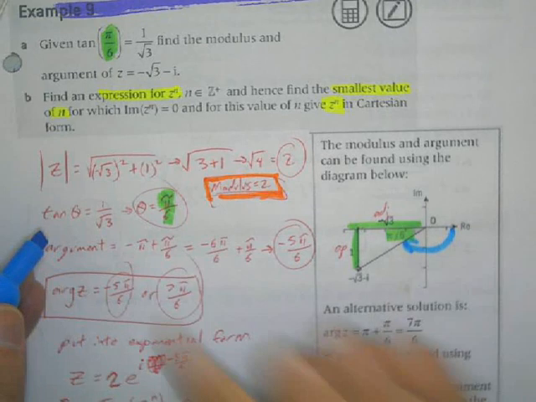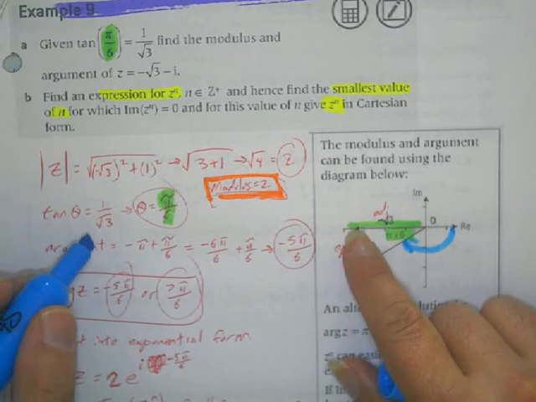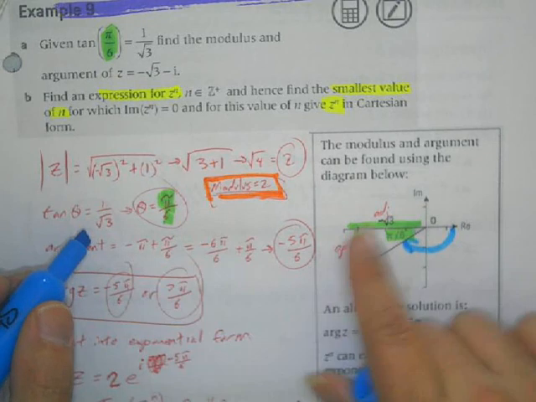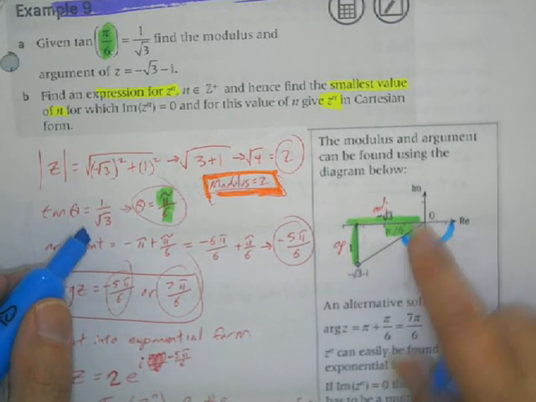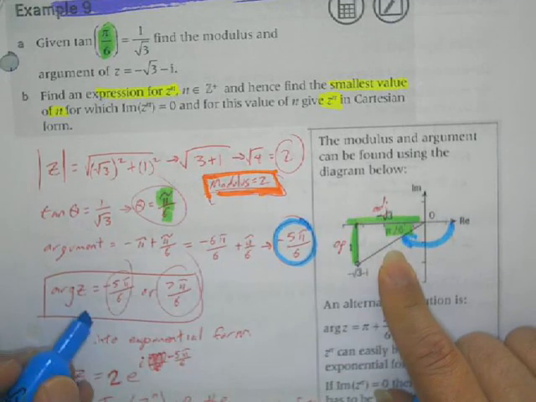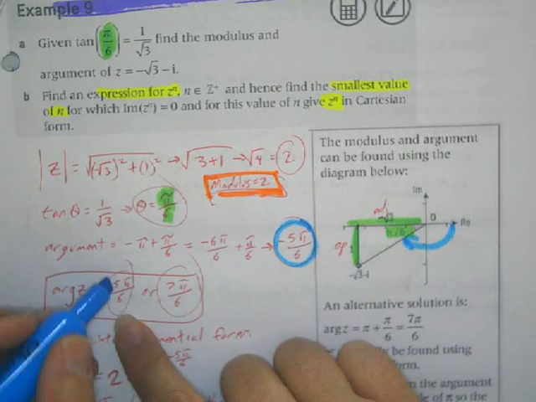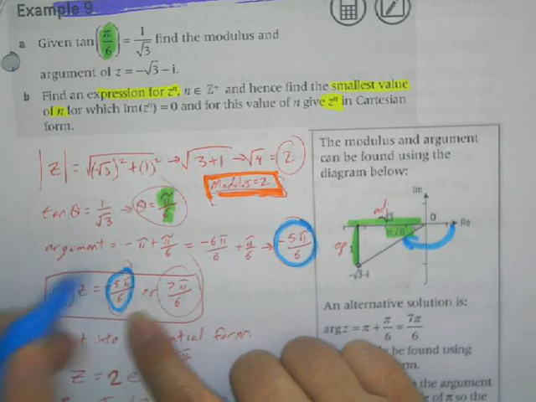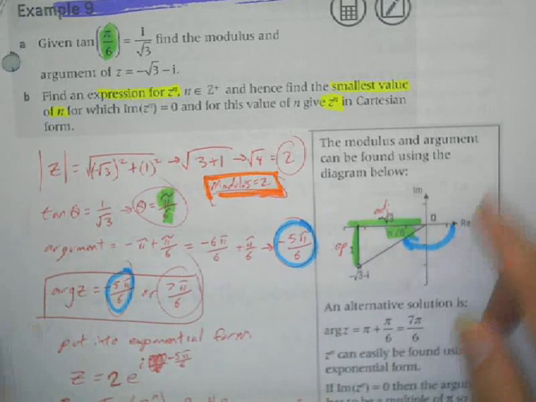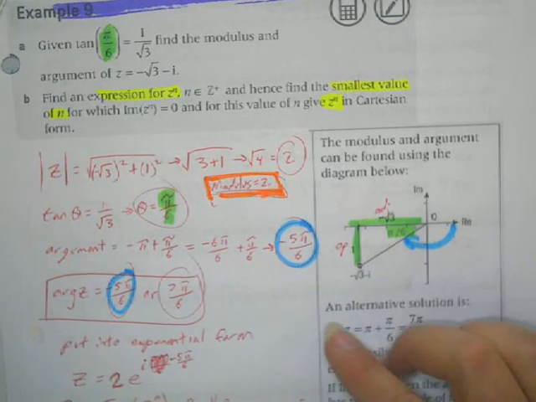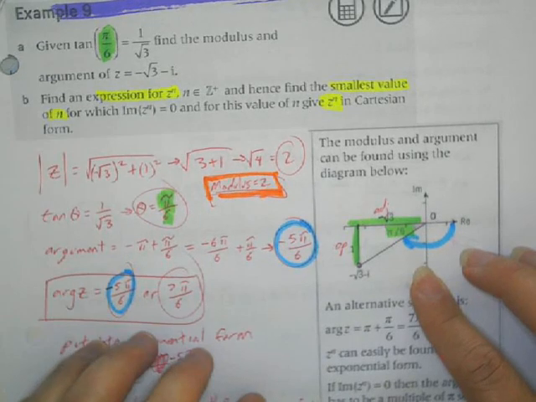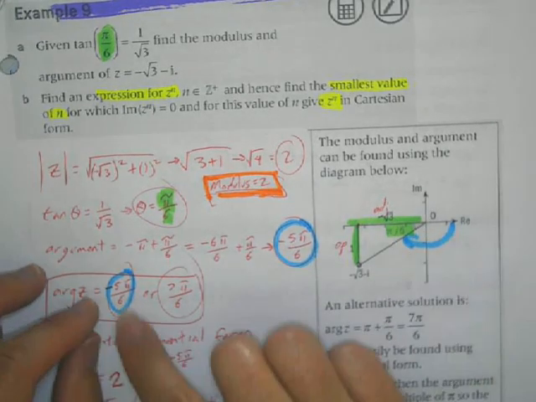To get this, I can go to negative pi and then add pi over 6, which takes me to this spot on this line, giving me 5 pi over 6. So I can say we have negative 5 pi over 6, or we could write it as 7 pi over 6, which means we go from here all the way over to here.